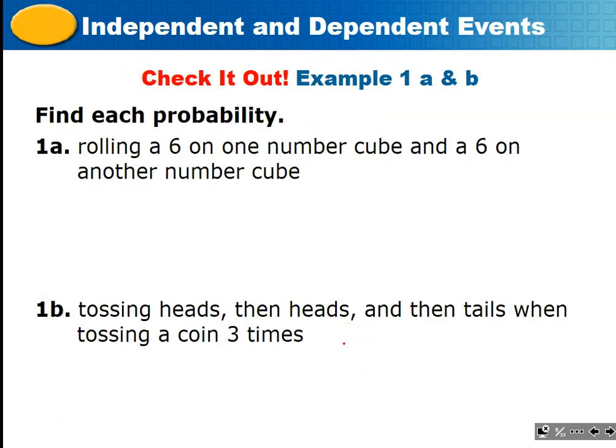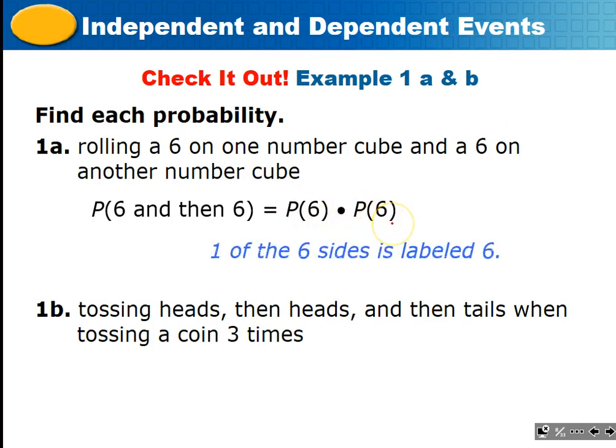Then it says, what's the probability of rolling a 6 on one number cube and a 6 on another number cube? Again, these are independent. They didn't affect one another. Rolling a 6 on one number cube is 1/6. Rolling a 6 on the other number cube is also 1/6. So we're going to multiply the probability of a 6 and the probability of a 6. That's 1/6 times 1/6, which is 1/36.